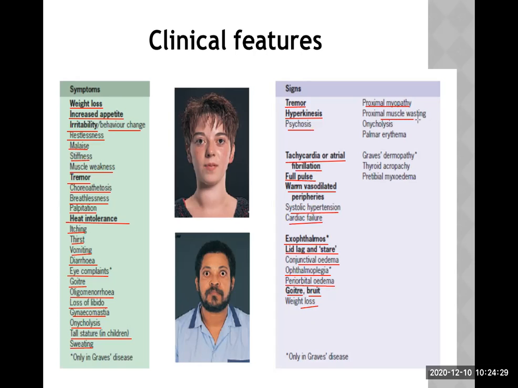There may be proximal muscle wasting, onycholysis. Onycholysis means the person loses the nail. Palmar erythema, Graves' dermopathy, which is also known as pretibial myxedema. Pretibial myxedema is another term for dermopathy. And thyroid acropathy. This thyroid acropathy is the combination of clubbing and swelling of the small joints of the hand and feet. So many signs and symptoms are present in hyperthyroidism. Some are only seen in Graves' disease, but not in other causes of hyperthyroidism.